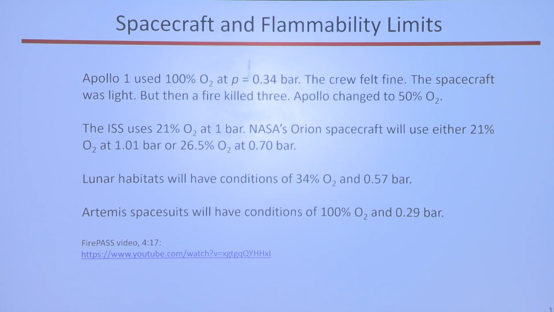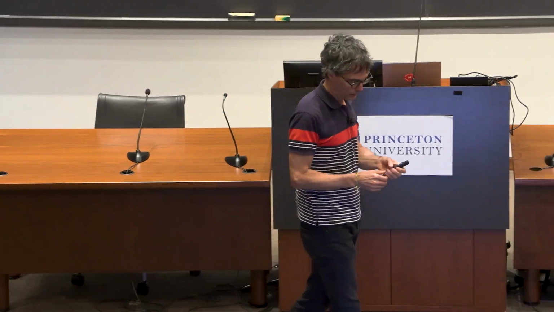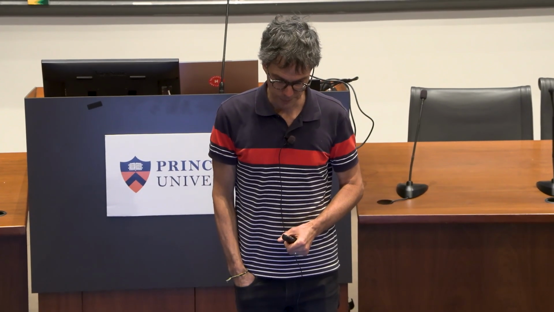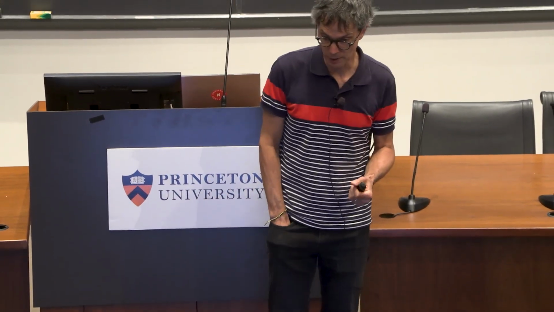By the way, at the last bullet there, the Artemis spacesuits are going to have 100% oxygen at 0.3 bars. So if your spacesuit is at 1 bar full atmospheric pressure, you're so stiff like the Michelin man, you can't move. So they had to decrease the pressure, and they go to pure oxygen. But this is a very hazardous environment for them. And then the lunar habitats now, they're pushing it up to 34%.